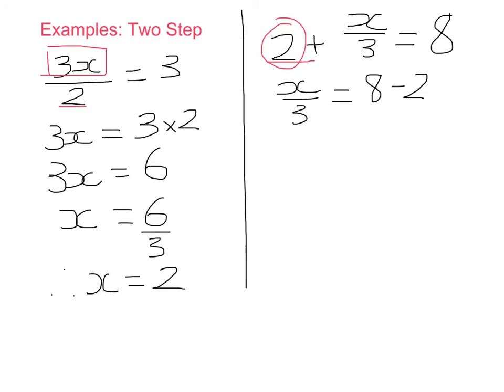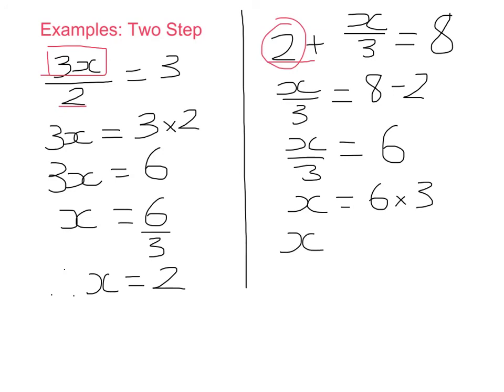We know that because it doesn't have a negative sign in front of it. Therefore, it's always a positive. If it's a positive, we do the inverse. So, we make it a negative on the opposite side. 8 minus 2 equals 6. Therefore, x divided by 3, let's do the inverse. 6 multiplied by 3, therefore x equals 18.